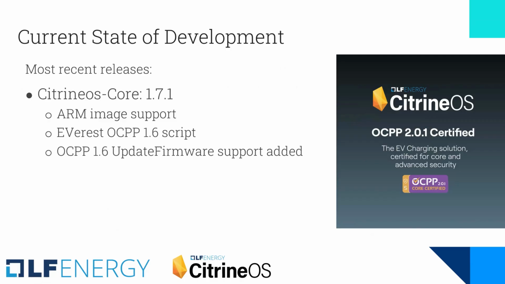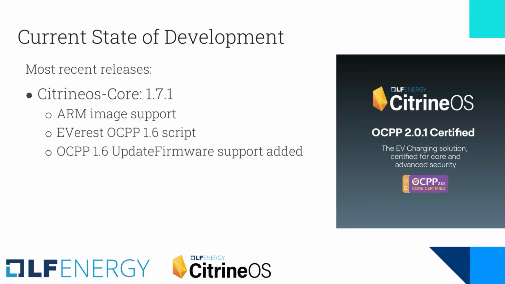I'm going to get into the current state of development for Citrine. Our most recent release was just about a month ago. It was 1.7.1. This improved our support for ARM images, so getting Citrine to run in Docker containers on M1 Mac computers is a lot easier now. We also added a new script for running the Everest simulator as an OCPP 1.6 EV charging simulator, which makes it easier to test our OCPP 1.6 layer.